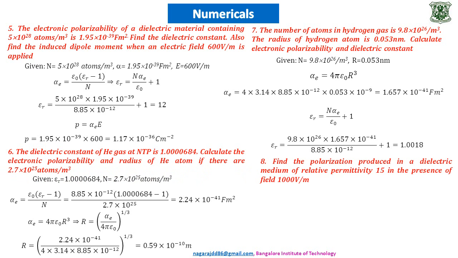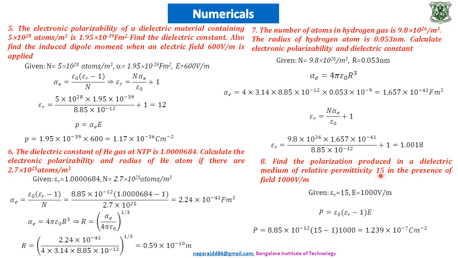Next question. Find the polarization produced in a dielectric medium of relative permittivity, that is epsilon r 15, in the presence of applied field 1000 volt per meter. It is a direct substitution problem, and this equation we already used in the previous slide. So substitute for epsilon r, epsilon naught and E, simplify to get P as 1.239 into 10 power minus 7 coulomb per meter square. So this is the polarization produced in the material.